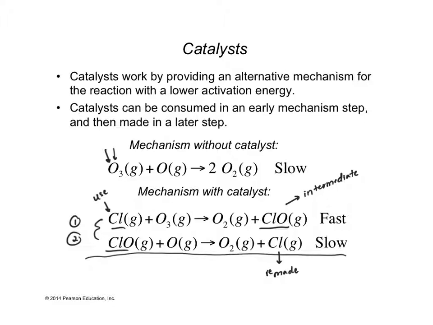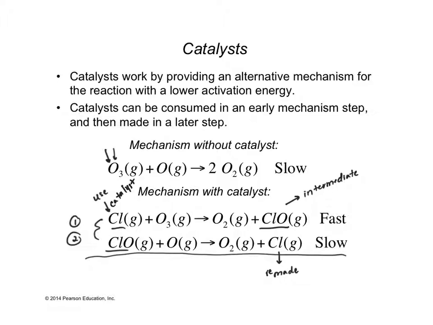So how would you identify the difference between an intermediate and a catalyst? Intermediates are made and then consumed, whereas catalysts are used and then remade. So they essentially overall are not consumed in the reaction. Okay, so this guy is our catalyst.